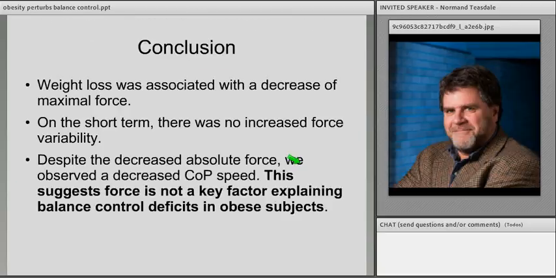So what this says is despite the decreased absolute force, we observed a decreased COP speed. So this suggests force is not really a key factor explaining balance control deficit in obese subjects. And actually, a lot of people have argued that before. Fitzpatrick, for instance, and Piero Morasso as well have suggested that we need about 3 to 5% of our maximal force to maintain our posture when we stand upright, when we're not perturbed. So 3 to 5% shouldn't be a factor for these individuals.